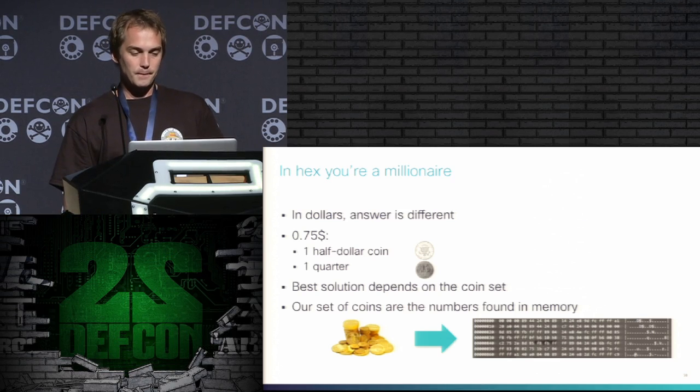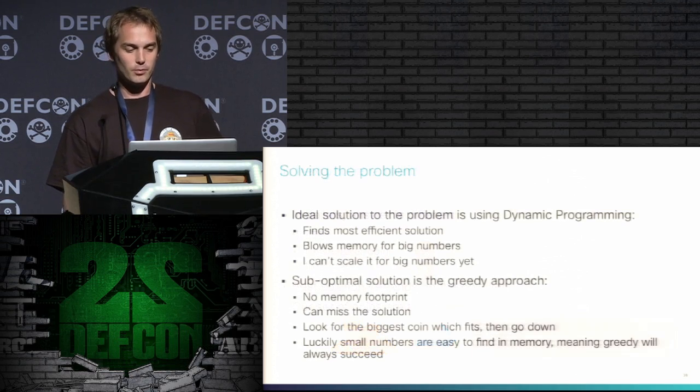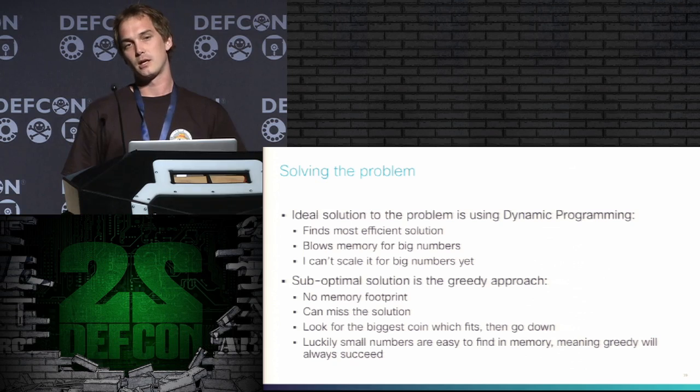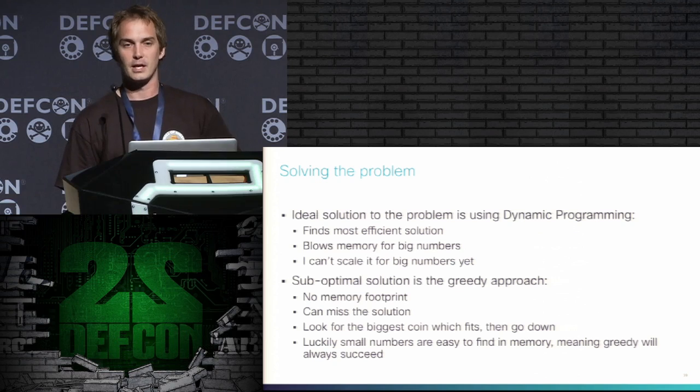Solving the problem for a human or for a cashier is pretty simple. Solving it for a computer is a bit more difficult. You can achieve an ideal solution by using dynamic programming, which gives you the most efficient solution. Maybe some of you have done that at high school. It's pretty simple to solve when you've got small numbers. The problem is, since I'm dealing with pretty big numbers, dynamic programming doesn't scale and it blows my memory. I can't scale it for massive numbers yet, so I had to use a different approach.